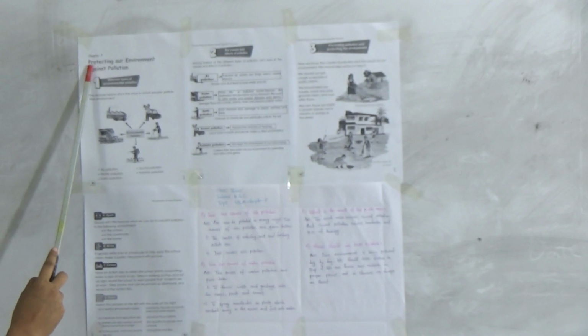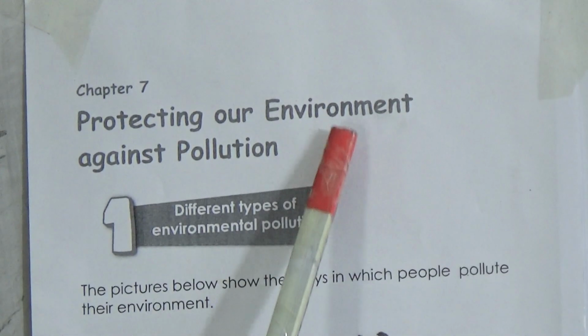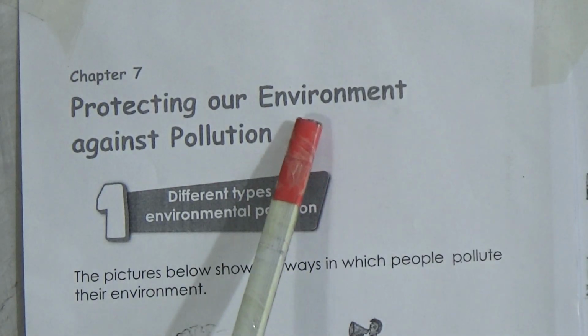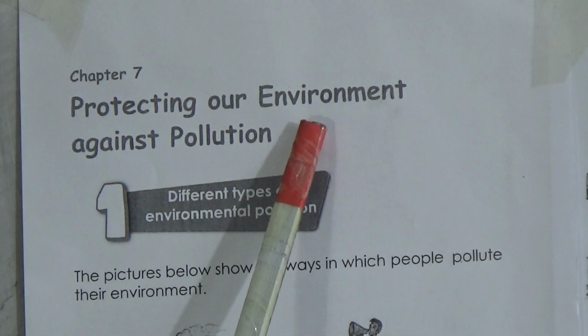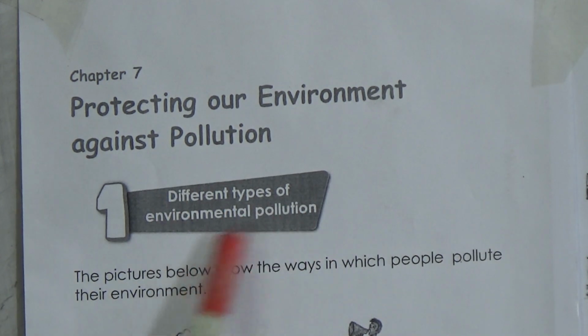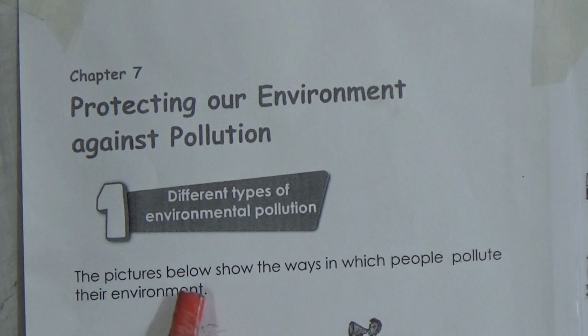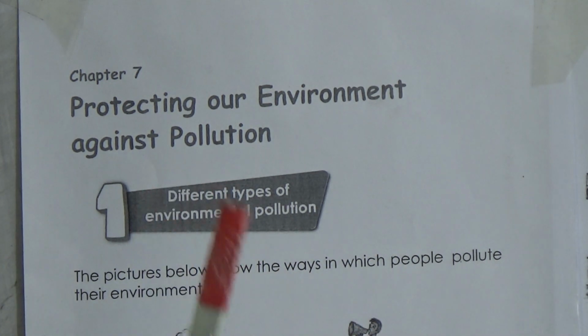Chapter 7, protecting our environment against pollution. Environment: here we know environment, everything around us is called environment. So environment is polluted in many different ways. Different types of environmental pollution. Here are given some examples of different types of environmental pollution. The pictures below show the ways in which people pollute their environment.